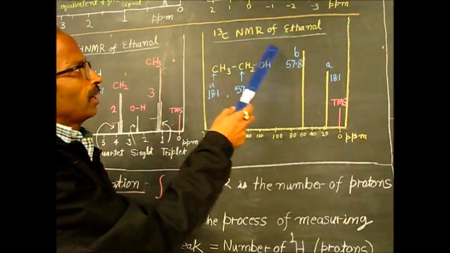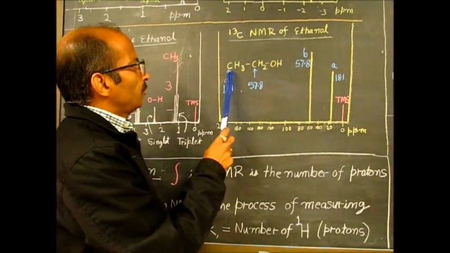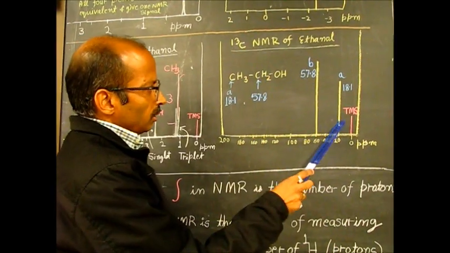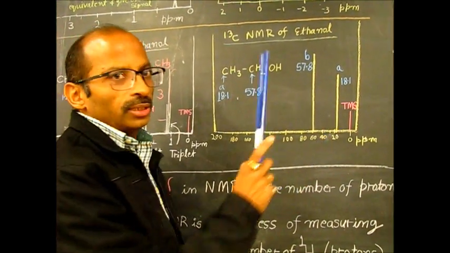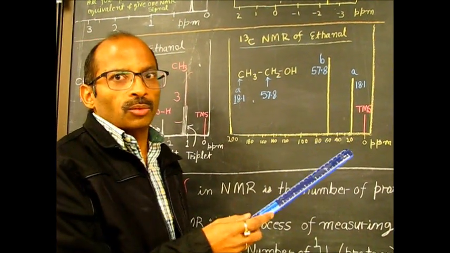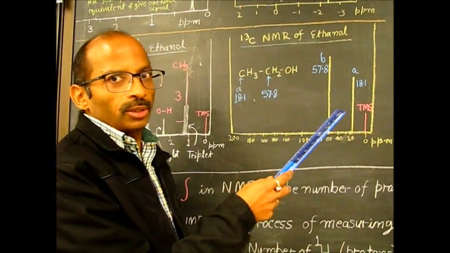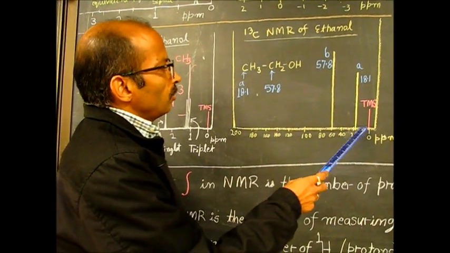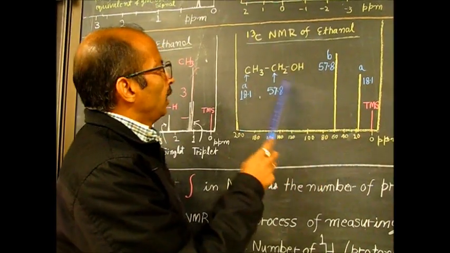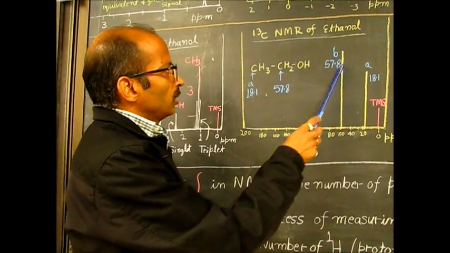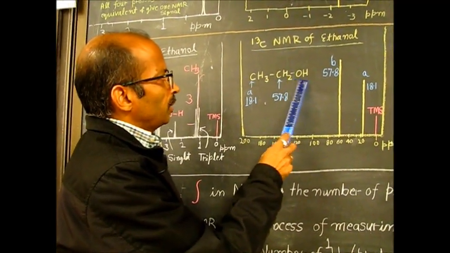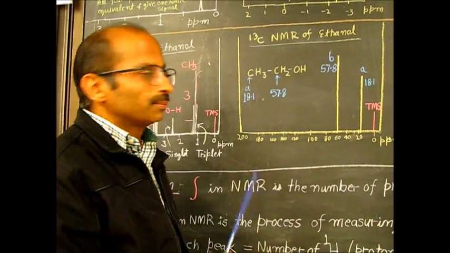Now we'll see the carbon NMR of ethanol. So here we have only 2 carbons. All the carbons appear as a single line. There is no splitting because this is called a proton decoupled NMR. So the CH3 carbon will appear upfield, and then the CH2 carbon will appear around 60 because it is a neighbor to the oxygen.